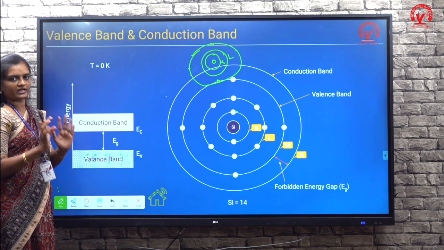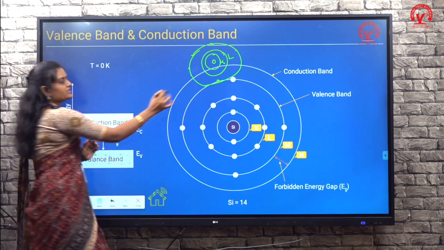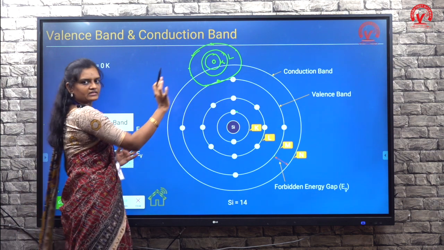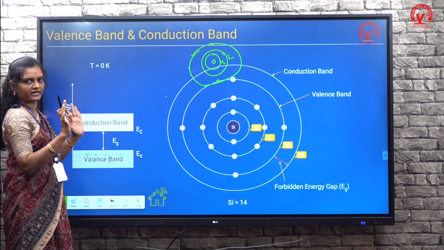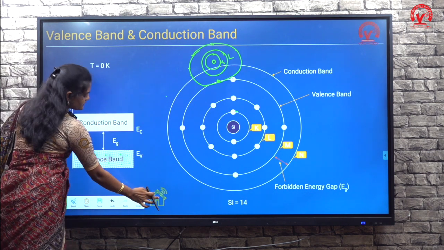So this valence shell is completely filled in a solid material. In a solid material, the valence band is completely filled, and this is the conduction band. There are no electrons in the conduction band, so the conduction band is empty.